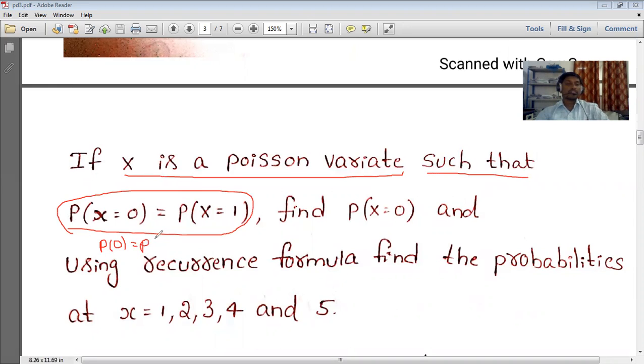Okay, so P of 0 is equal to P of 1. Find P of x is equal to 0. So first we need to calculate P of x is equal to 0, and using recurrence formula, okay.